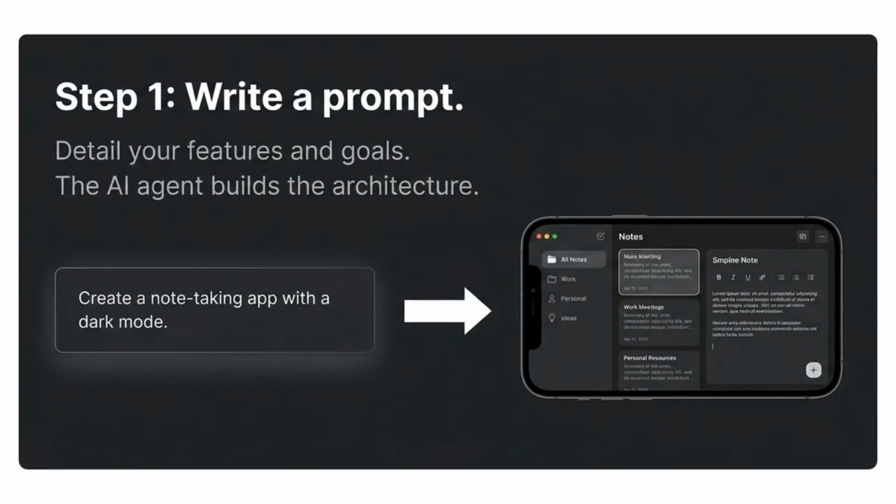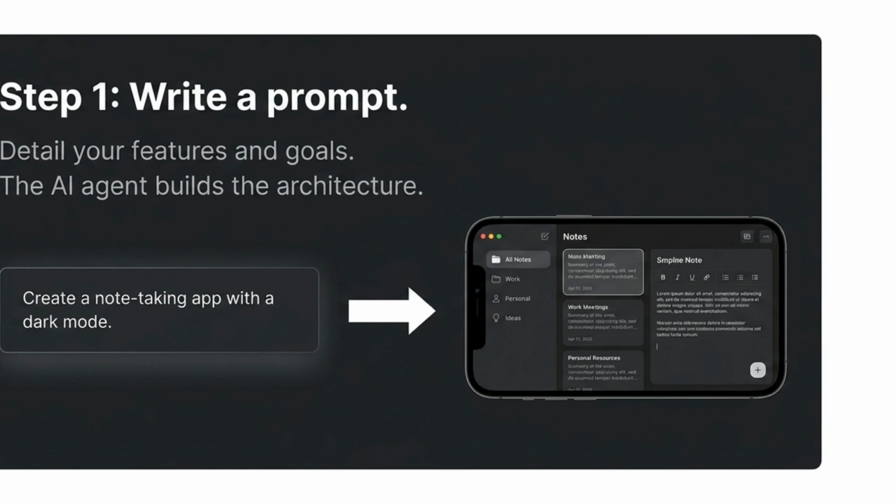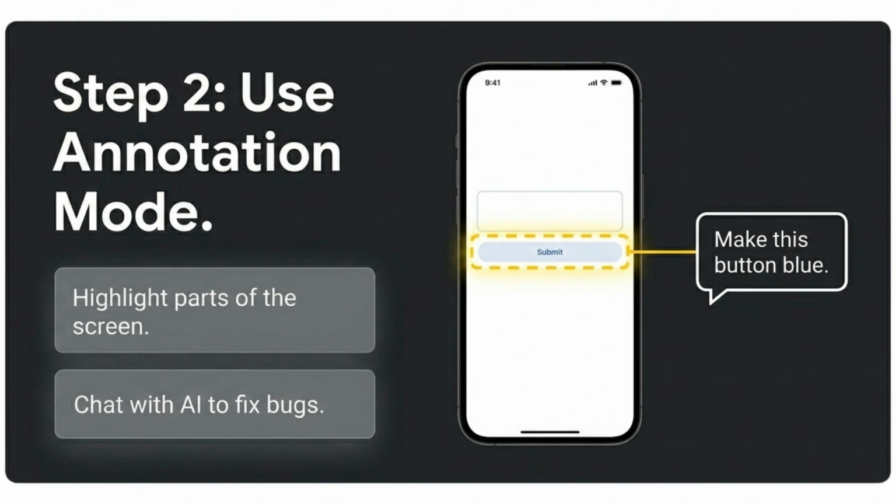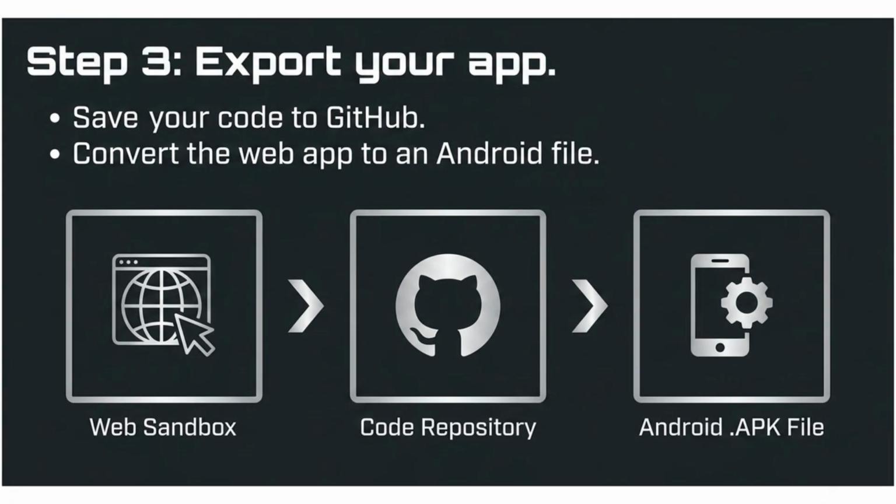Step 1 is to write a prompt. Detail your desired features and goals, and the AI agent will use this to build the architecture for your app. Step 2 is to use annotation mode. You can highlight parts of the screen and chat with the AI to fix bugs or make design adjustments, like making a button blue. Step 3 is to export your app. You can save your code to GitHub and convert the web app from the web sandbox to an android.apk file.